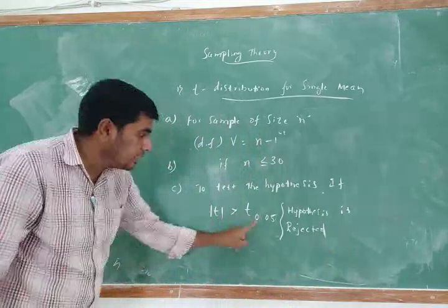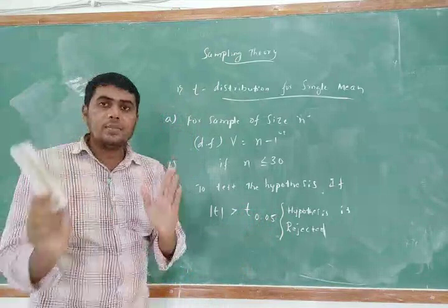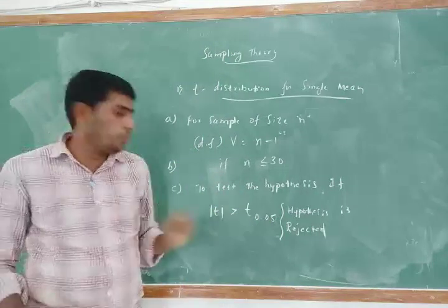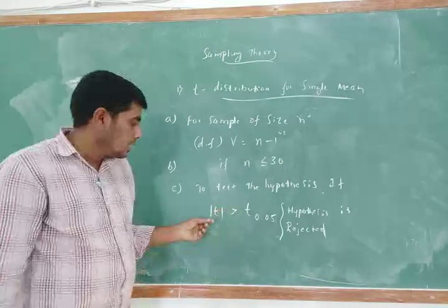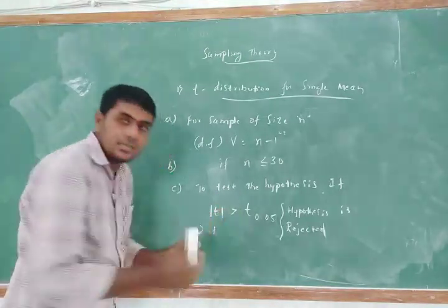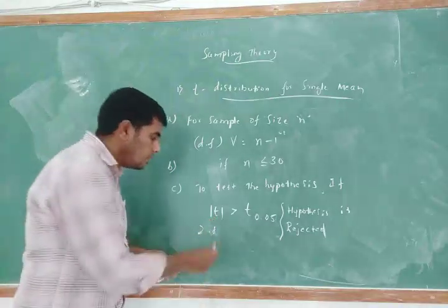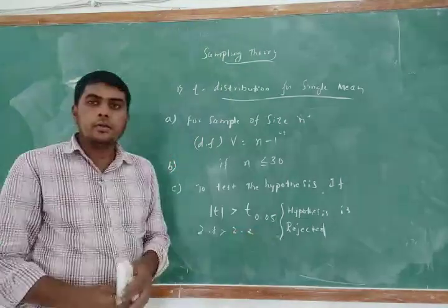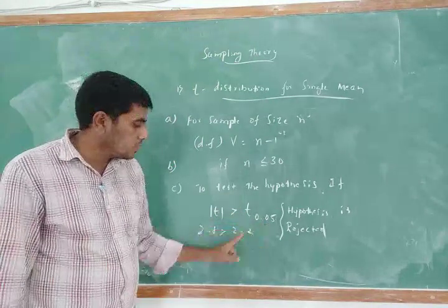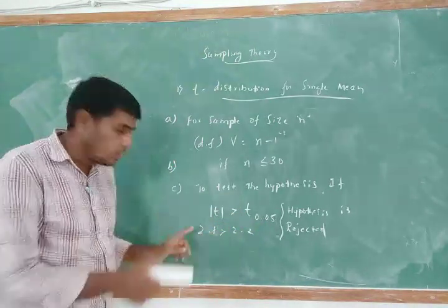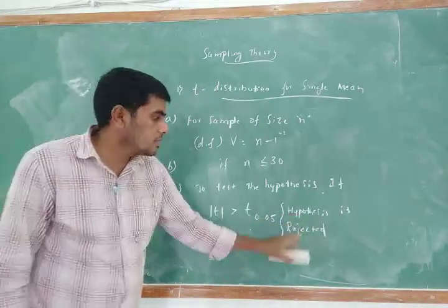If mod t is greater than t of 0.05, this value will be there in the standard table that I will show you in the next class, or I will share in the group. The standard table is there, a value like 2.2. Suppose here I get 2.8, generally I am taking. If I assume the value of mod t is 2.8, obviously it is greater than 2.2, because the standard t distribution table value of 0.05 is 2.2 actually. So naturally it is greater than this, right? So for that reason, our hypothesis is rejected.